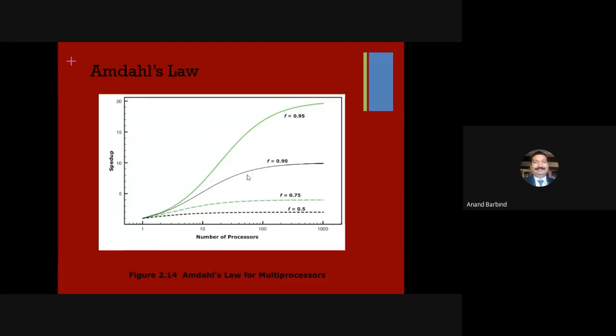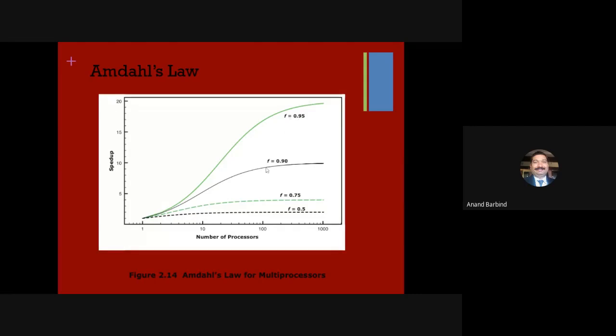What are the other curves? The other curves specify the f. For example, here f is 0.95. So what is 0.95? F is the factor or ratio which indicates how much part of your program can be executed in parallel. This indicates that 95% of your program can be executed in parallel. Only 5% of the program is required to be executed serially.